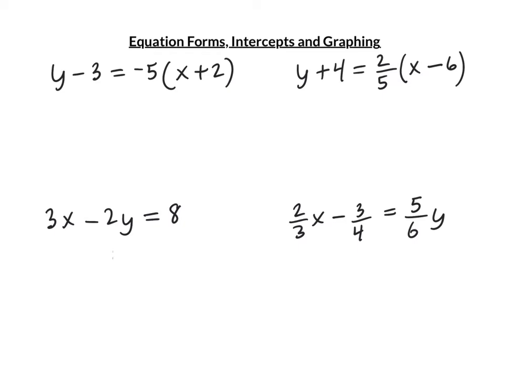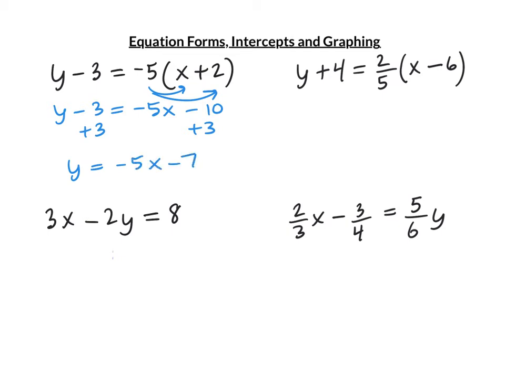Here are some examples of equations that I'm going to put in slope-intercept form. So the goal here is to get y by itself. And you might have seen questions like this before. The first thing you do is distribute. Y minus 3 equals negative 5x, and negative 5 times 2 is negative 10. And then I'm going to get y by itself, so I add 3 to both sides, and I get y equals negative 5x minus 7. There's my m, it's negative 5. There's my b, the y-intercept, it's negative 7.